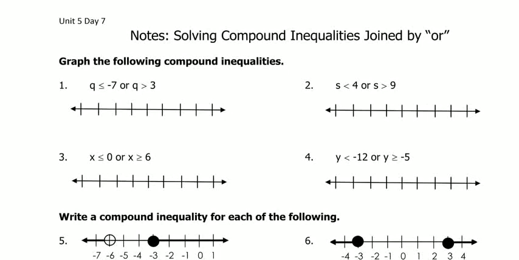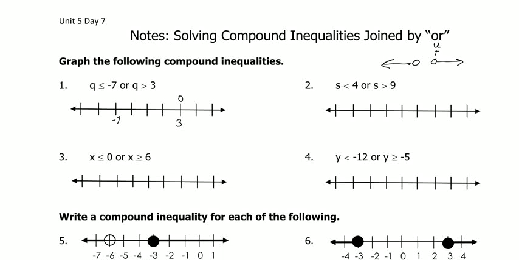We're going to graph two inequalities on the same number line, only this time instead of them going in towards each other, they're going to go out. So we're going to have two arrows going in opposite directions. On number 1, it says to graph the following compound inequalities. We're going to have one down here at -7, one up here at 3.